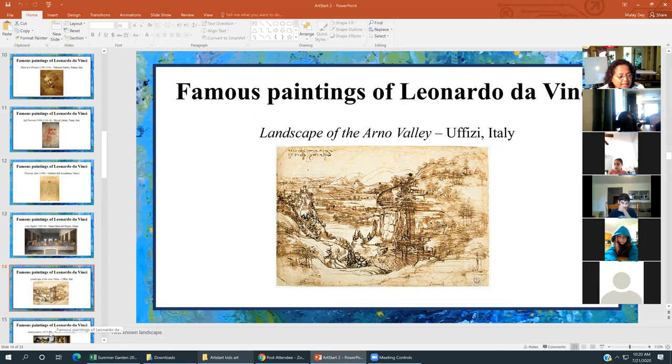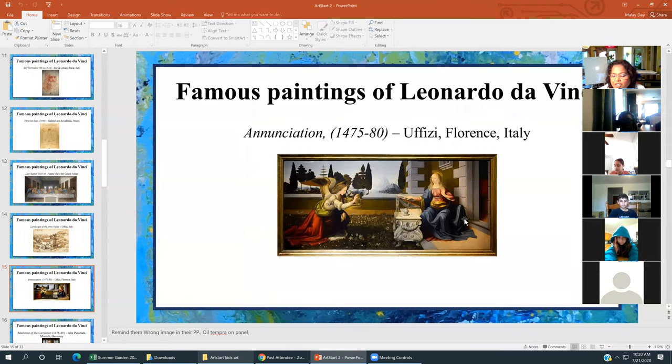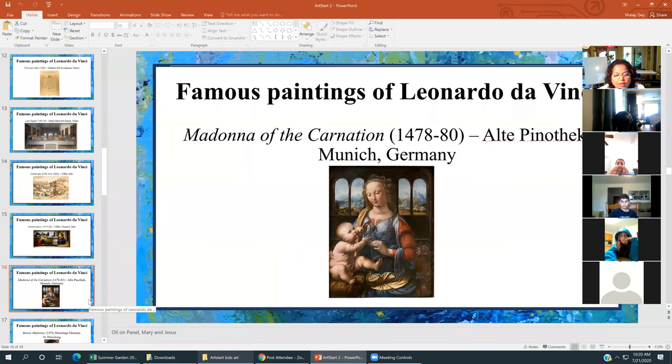The next painting here is the Annunciation. This is the Annunciation of Vinci. The painting that I sent you earlier was the wrong one, and I'll send you this one again today. Okay. And this is an oil on tempera on a panel of wood, I think. This is, again, Mother Mary with baby Jesus. It's called the Madonna of the Carnation. It's an oil on panel, made in 1478. You can see it if you go to Germany.